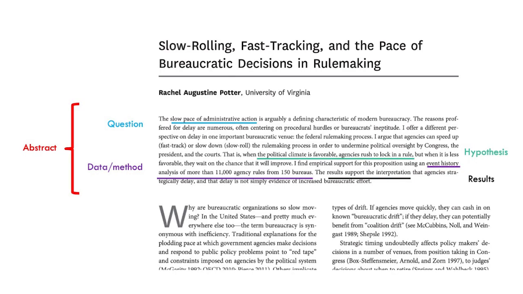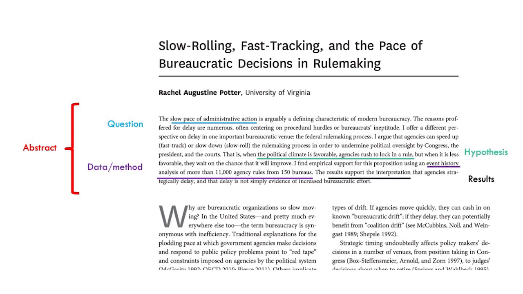The first thing to look for in an empirical research article is the abstract. Sometimes it will be labeled abstract, but sometimes it is just a paragraph set off at the top of the article, as it is here. An abstract is a one-paragraph summary of the entire article.